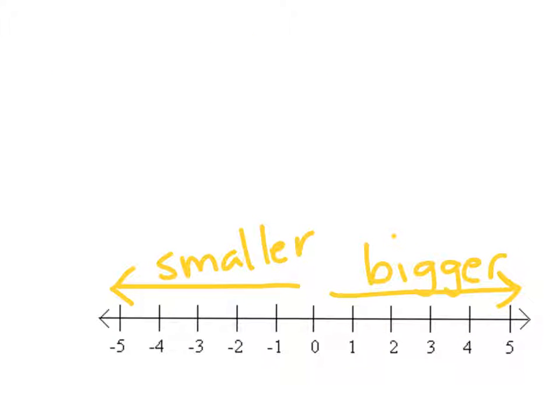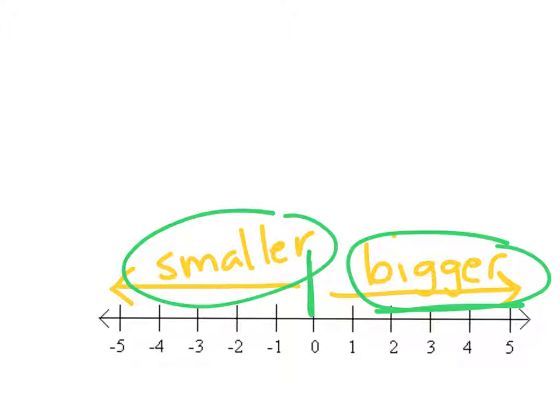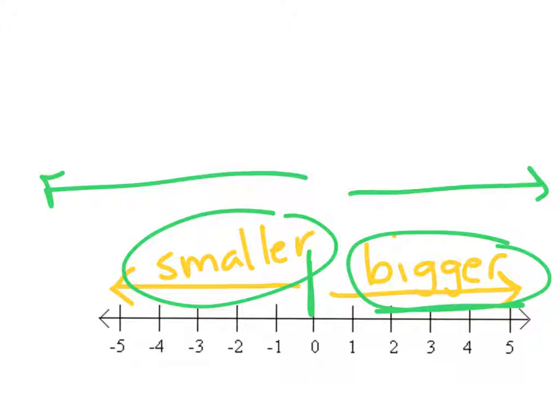And on a number line, everything that is to the left of 0 is smaller than the numbers to the right of 0. Those numbers are bigger. So the farther you go this way, the smaller they get. The farther you go this way, the bigger they get.